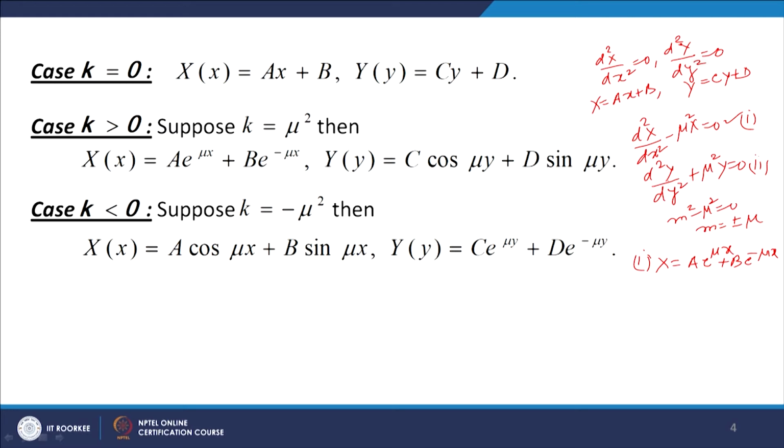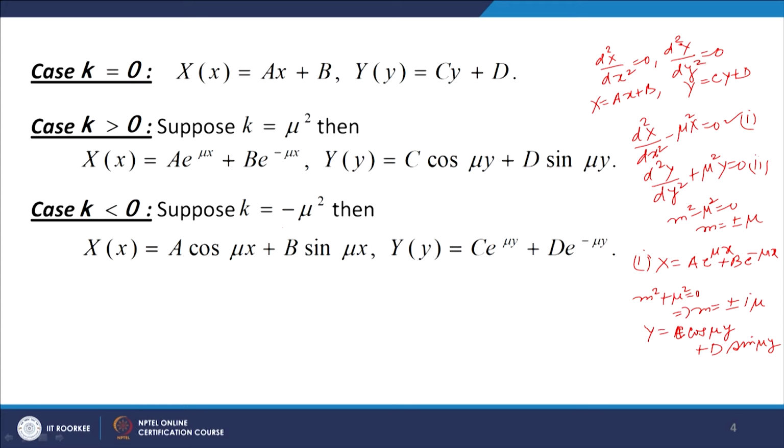In the other case, the second case, we have m square plus mu square equal to 0. So, we get two complex roots, m equal to plus minus i mu. So, we get y equal to c cos mu y plus d sin mu y.